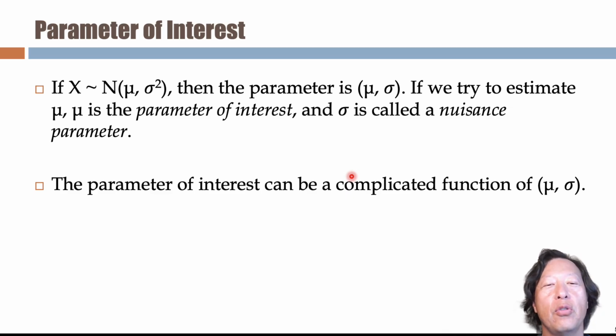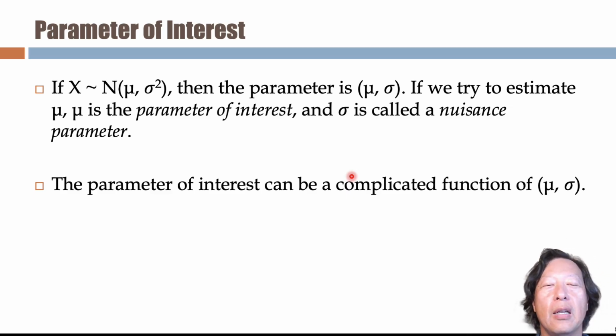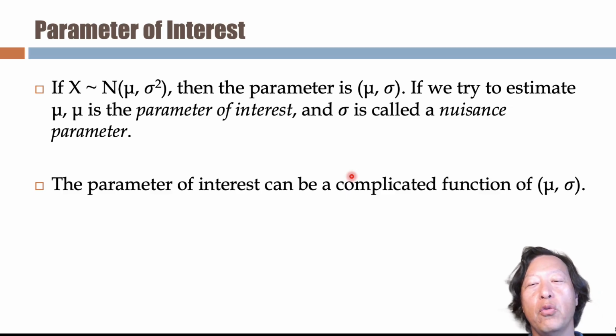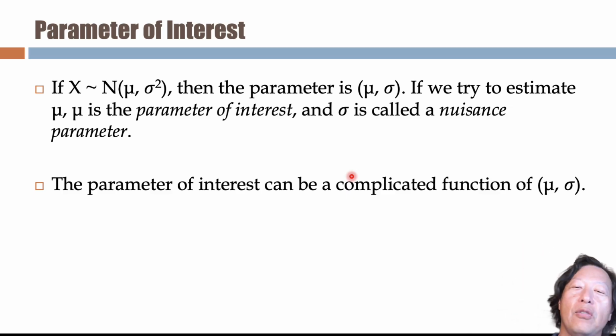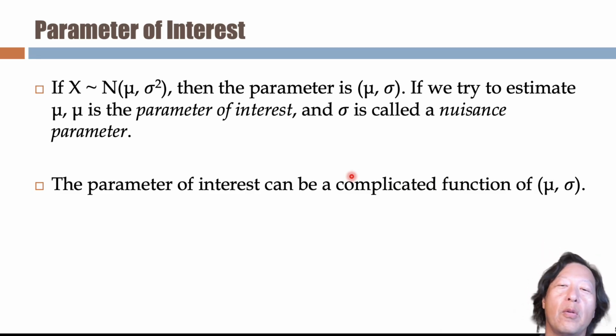However, to find out the whole distribution shape, we also need to know sigma, because the normal distribution is a two-parameter model. To know the whole distribution, you need to know the standard deviation also. This kind of parameter we call a nuisance parameter. I'm not interested in that parameter, but it is one of the parameters of our distribution.